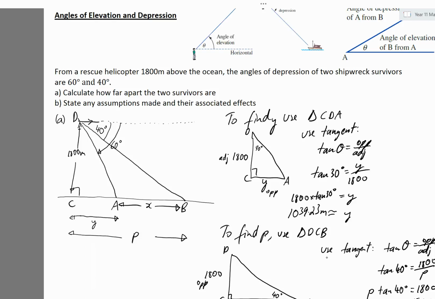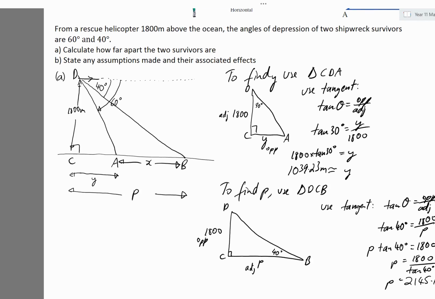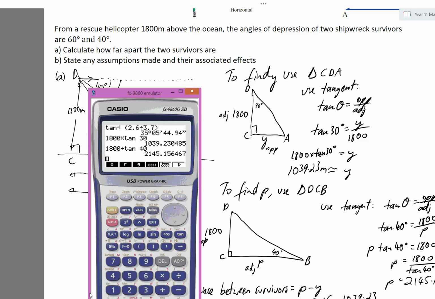2145.16 meters. So the distance between the two survivors is going to be the difference between those two distances. I'll just write that logic in. Distance between survivors is p minus y. Slot in these two values: 2145.16, take away 1039.23. This is hard, actually doing all the calculator work.